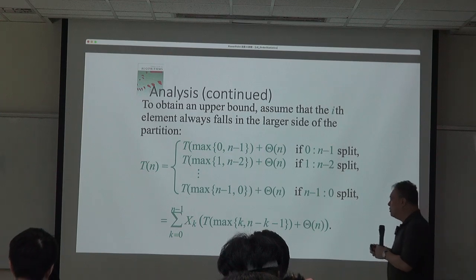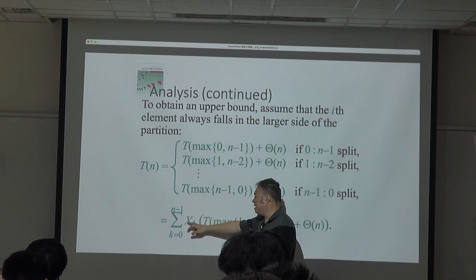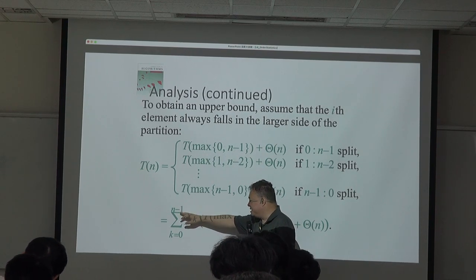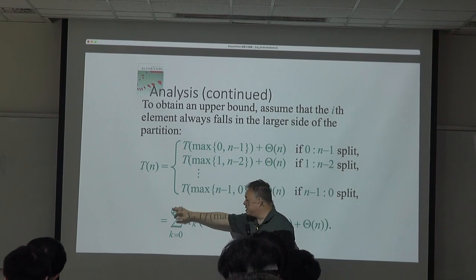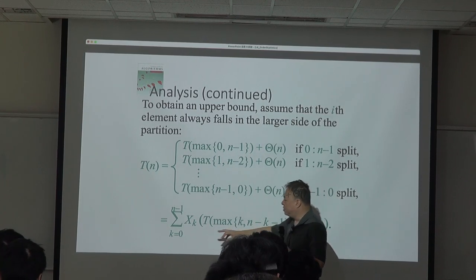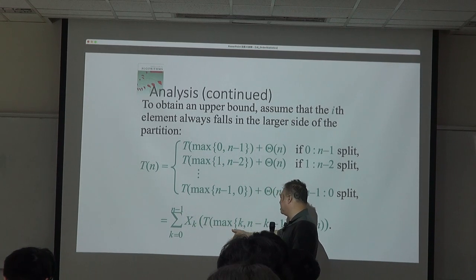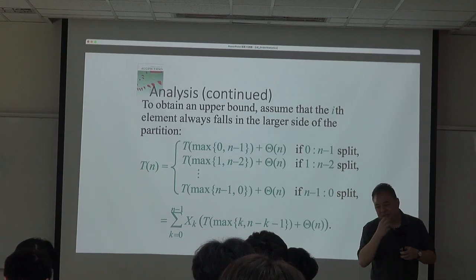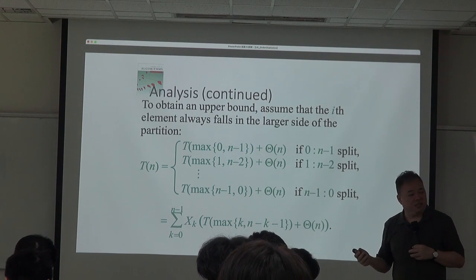So you can use the xk, this indicator, in your formula to write the whole thing into one single formula like this. k starts from 0 to n minus 1, xk times T of max(k, n minus k minus 1), plus a linear time term. Is it good?